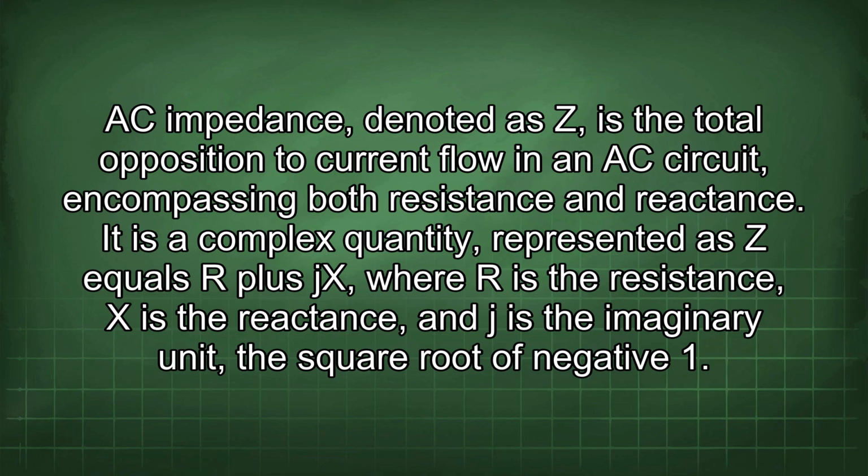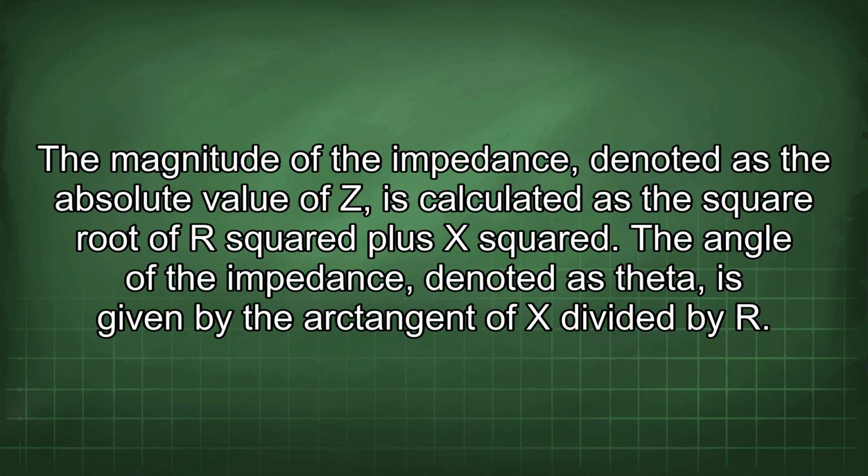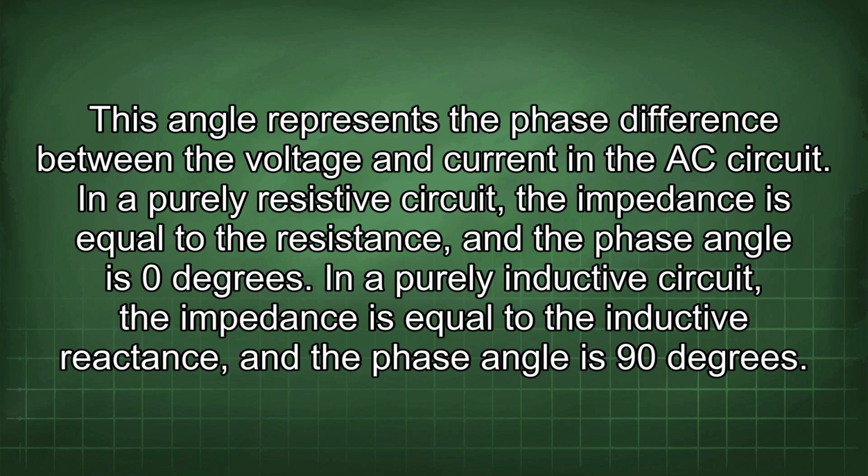It is a complex quantity, represented as Z equals R plus jX, where R is the resistance, X is the reactance, and j is the imaginary unit, the square root of -1. The magnitude of the impedance, denoted as the absolute value of Z, is calculated as the square root of R squared plus X squared. The angle of the impedance, denoted as theta, is given by the arctangent of X divided by R. This angle represents the phase difference between the voltage and current in the AC circuit.